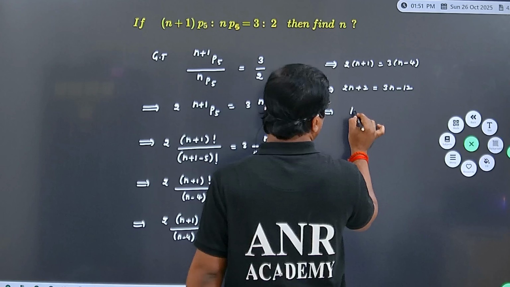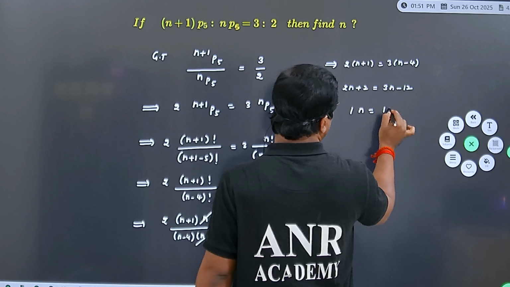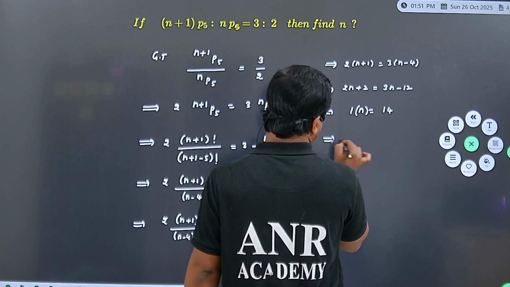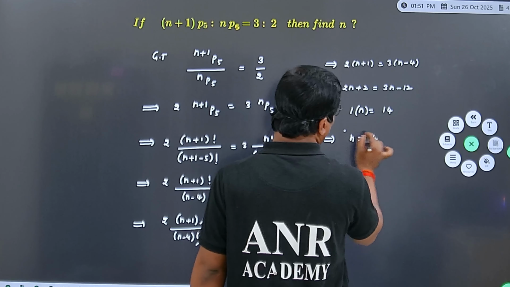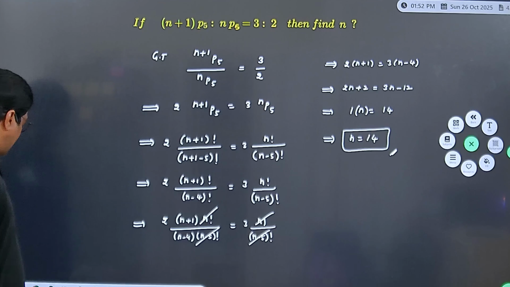Next, 3n minus 2n is n, 12 plus 2 is 14, implies the value of n becomes 14. That's all. Let us move to the next question.